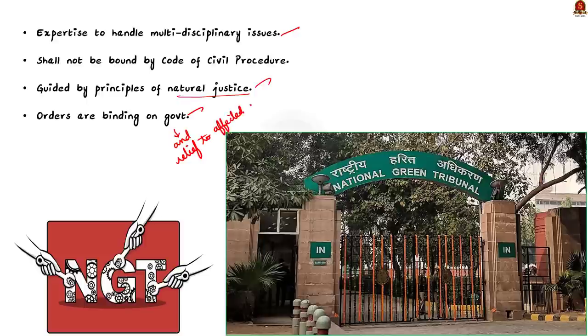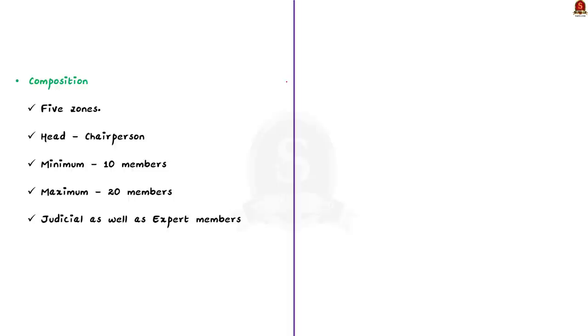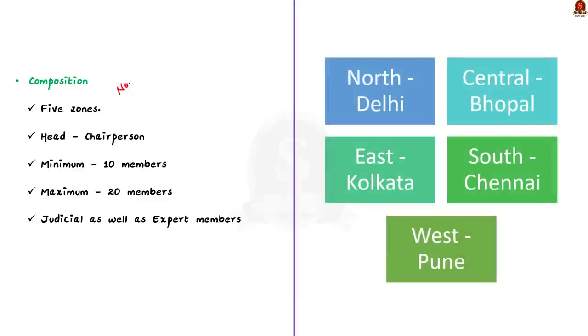Now let's see about the composition. See, the tribunal has a presence in 5 zones, that is North, Central, East, South and West. The principal bench is situated in the Northern Zone, which has its headquarters at Delhi. And the Central Zone bench is situated in Bhopal, then East Zone in Kolkata, then Southern Zone in Chennai and West Zone in Pune. See, the principal bench of the tribunal is headed by a chairperson.